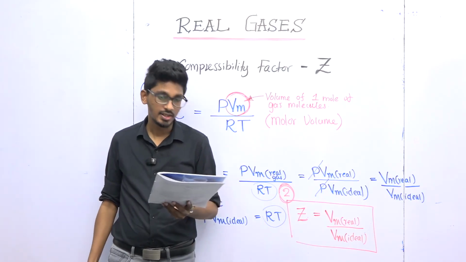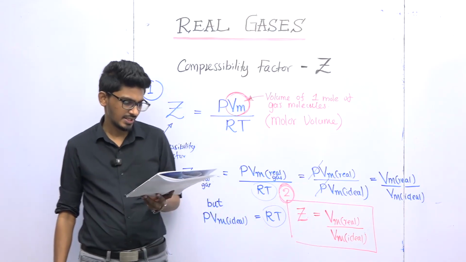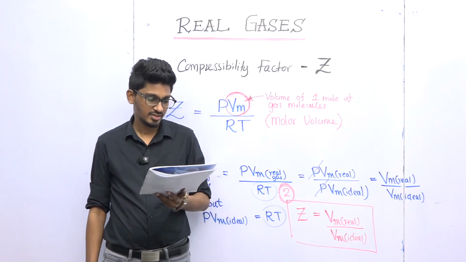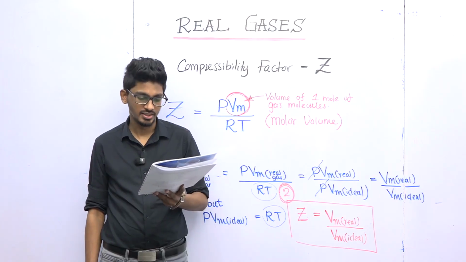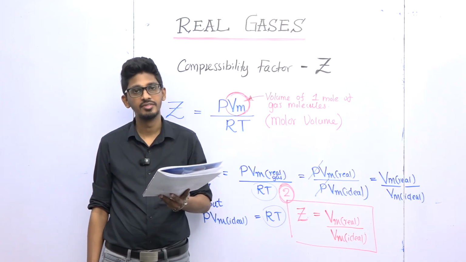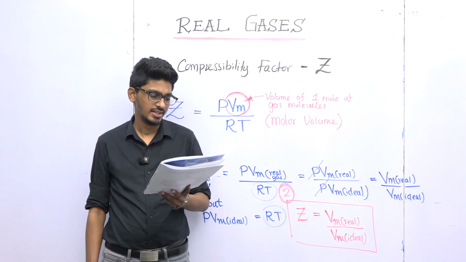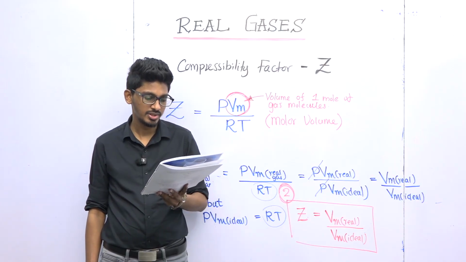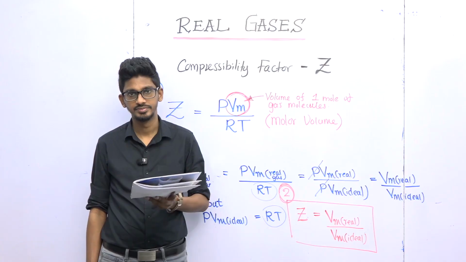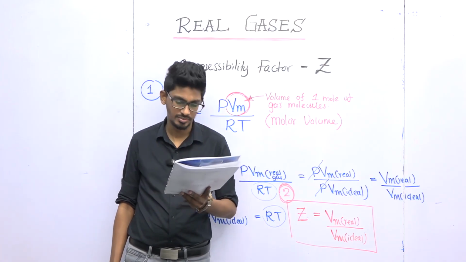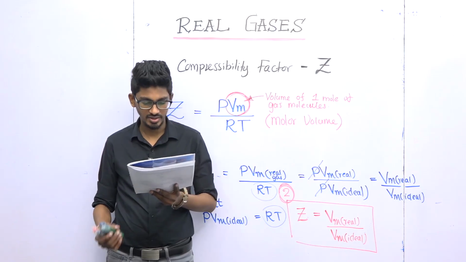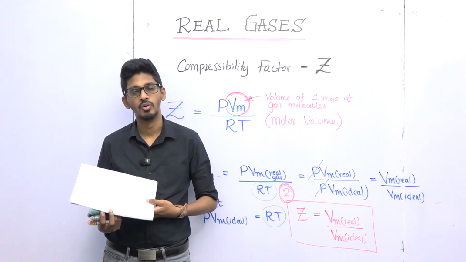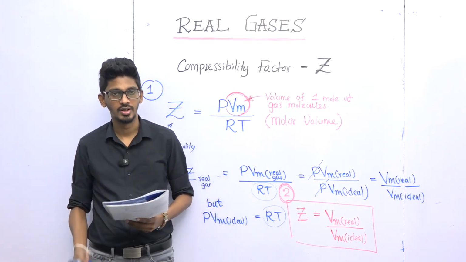It says for any gas, ideal or real, the quantity PVm over RT is called the compressibility factor, and it is used as one of the measures of the deviation of real gases from ideal behavior. The compressibility factor is equal to PVm over RT, where Vm is the molar volume, that is, the volume of 1 mole of molecules.